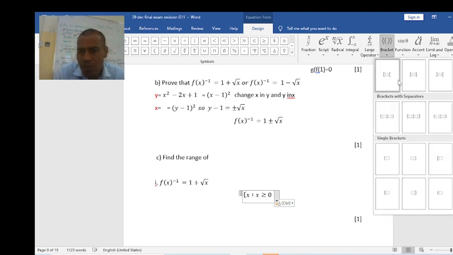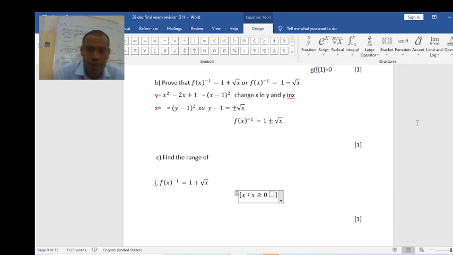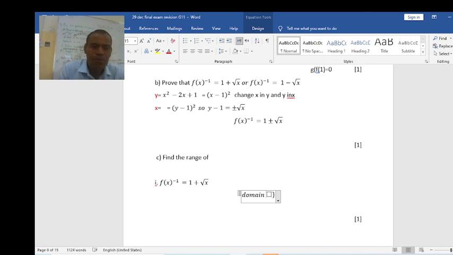Now move to this one. Now my learners, to find, this is the domain. This is the domain. Now the range. Okay, now we move to the range.